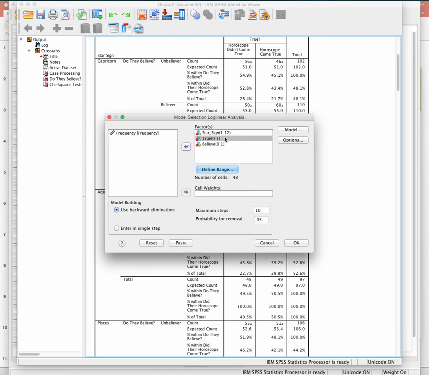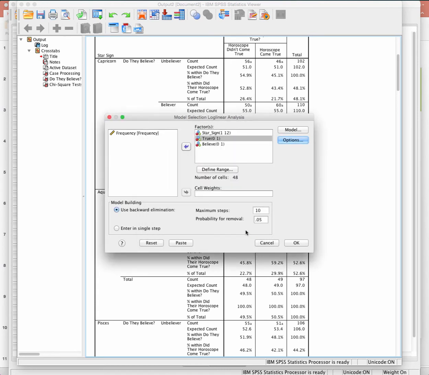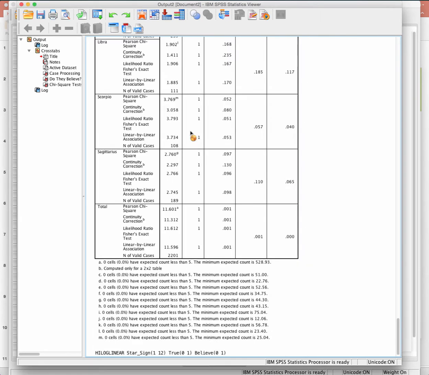And then you'll see how we've now defined each one of these variables. We also have to tell it that we need to use backward elimination, and we don't need to change anything else. I like parameter estimates and association tables occasionally just to check those out, but it's optional. You can do all your interpretation without really needing them for this scenario that we're working through. And you click OK.